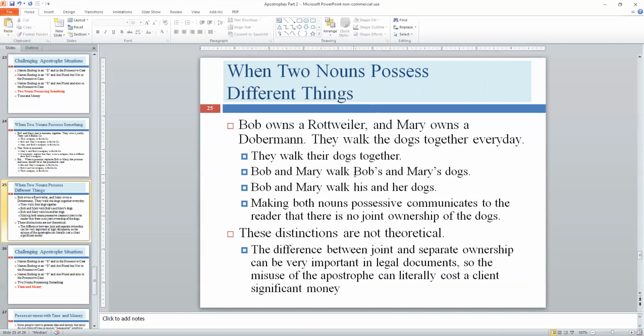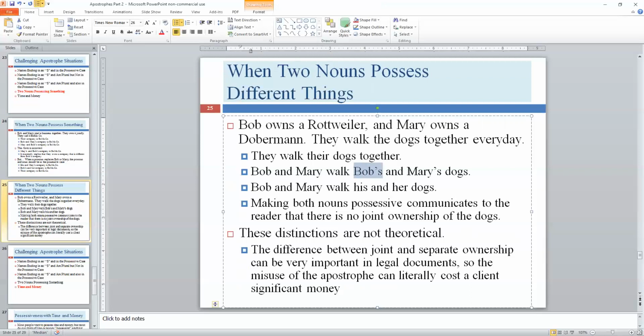Bob and Mary walk Bob's and Mary's dogs. So Bob and Mary walk Bob's dog and Mary's dog. We could also say Bob and Mary walk his and her dogs. You want to make both nouns possessive, Bob's, Mary's, to communicate that there is no joint ownership of the dogs. It's not that Bob and Mary are a couple and they happen to together have a Rottweiler and a Doberman. No, Mary has no ownership interest in Bob's Rottweiler, and Bob has no ownership interest in Mary's Doberman.